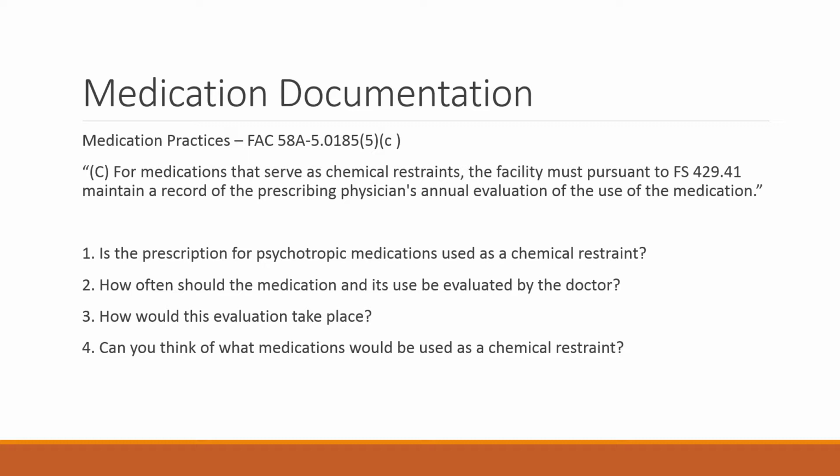So, how often should the medication and its use be evaluated by the doctor? Yes, the correct answer is annually. How would this evaluation take place? Well, the doctor is going to have regularly scheduled appointments with the resident, preferably anywhere from 1 month to 3 months. Sometimes the doctor sees the patient more frequently than that, but at minimum, on an annual basis, if the medication is used as a chemical restraint, then its use would need to be documented. Can you think of what medications would be used as a chemical restraint?